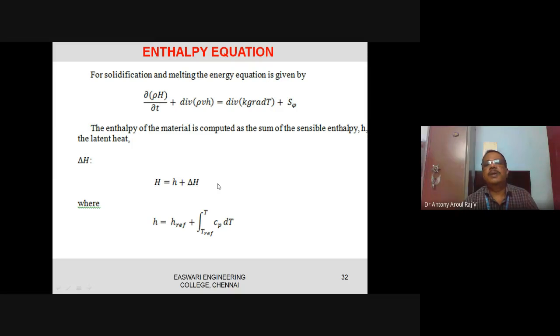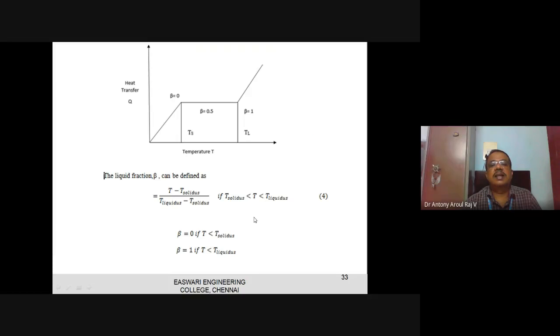And how will we be giving the enthalpy? The enthalpy of the material is the sensible enthalpy plus the latent heat, whatever we give. So h is given by h reference, whatever zero reference we are taking, plus the integral of Cp dT. We will have a detailed discussion of this.